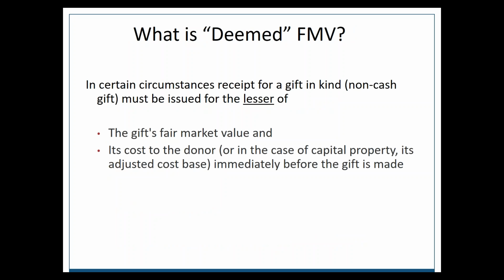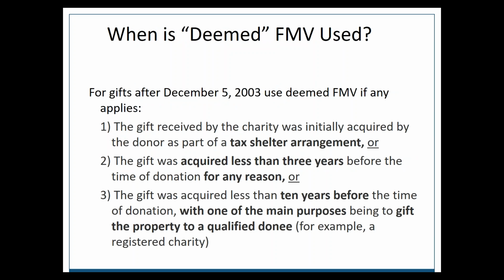And just to make it a little bit more complicated, fair market value applies to many of the donations made to charities. But in some cases, there's something called deemed fair market value, where in fact, CRA says you need to determine both the fair market value of an item, but also what is the cost to the donor of the item before they gave it to the charity. So then you have to determine two things, not one thing, and you have to pick the lesser of those two things.